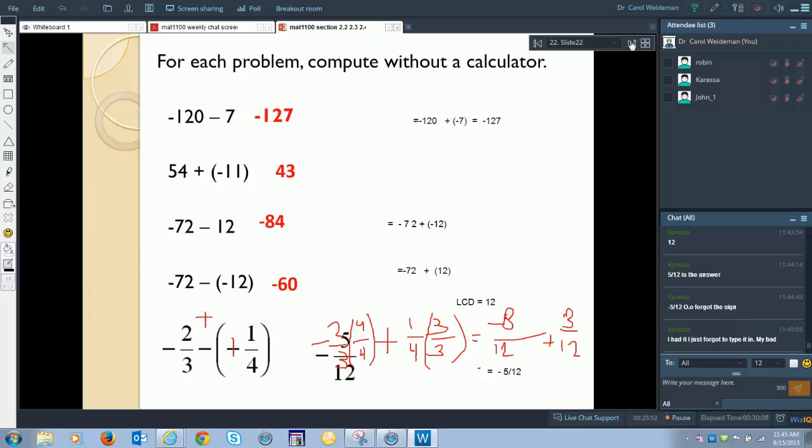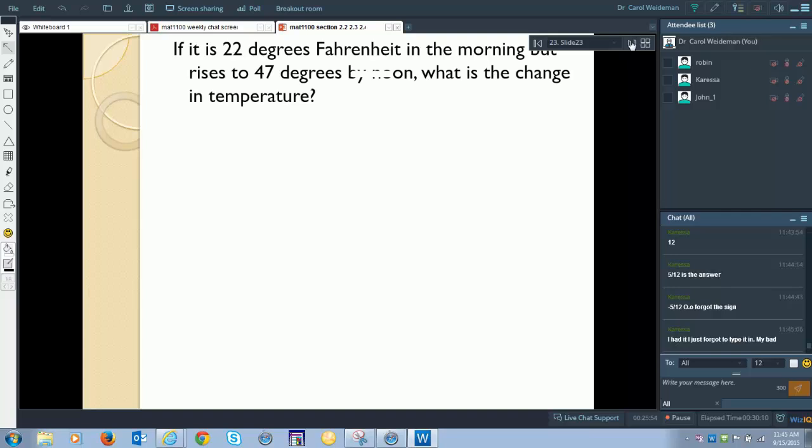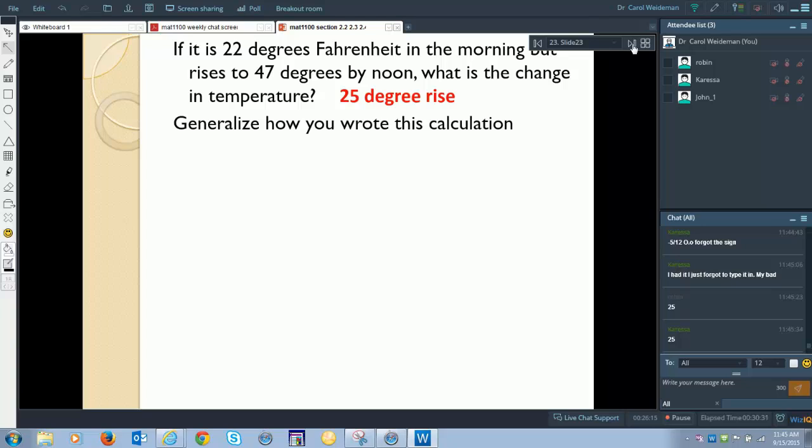Okay, let's try a couple more on the next page. If it's 22 degrees Fahrenheit in the morning, but it rises to 47 by noon, what is the change in the temperature? Not the final temperature, but what's the change? So it went from 22 to 47, so it went up by 25 degrees. Generalize how you wrote this calculation. So how did you do it? You took the ending minus the starting.